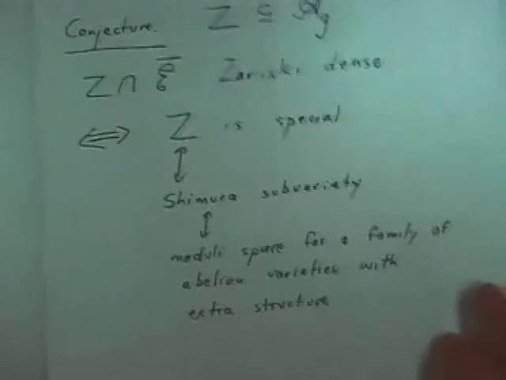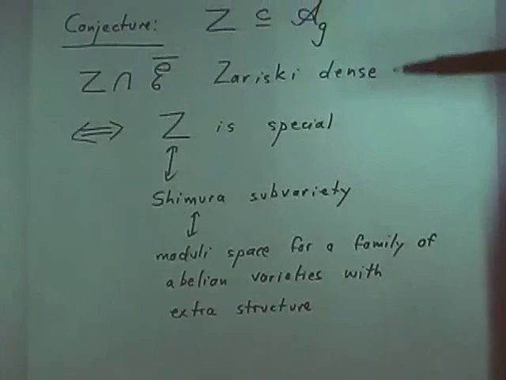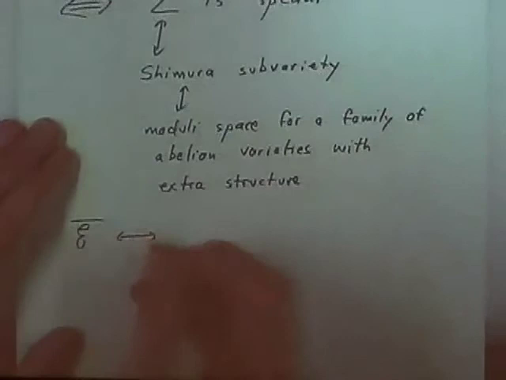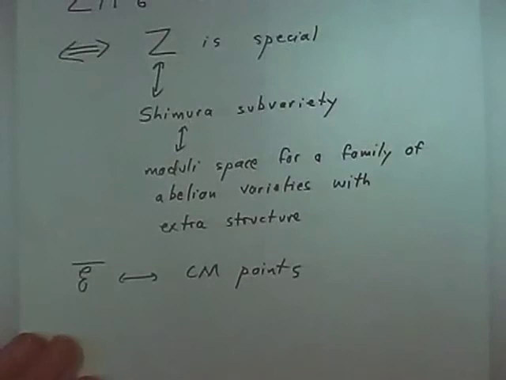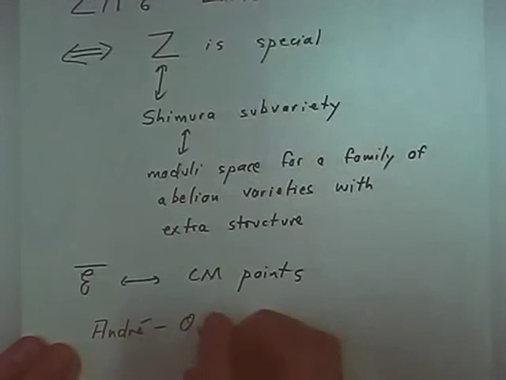So by our theorem, E bar is actually equivalent to the CM points. And so if you write, instead of E bar, complex multiplication points, this is actually a well-known conjecture of André and Oort that they made independently about 20 years ago for completely different reasons.